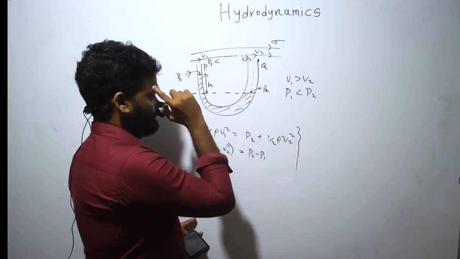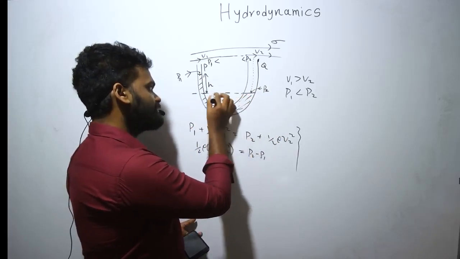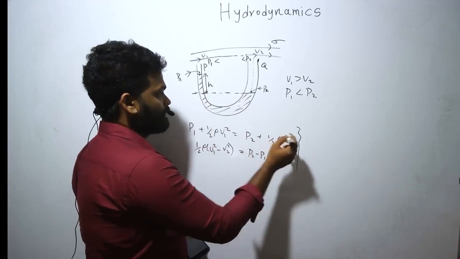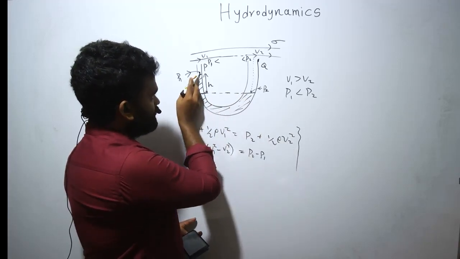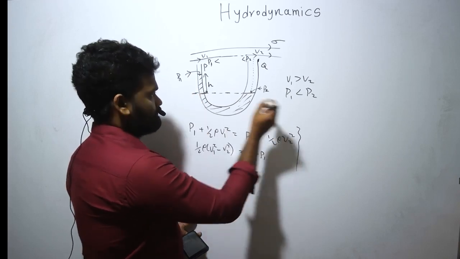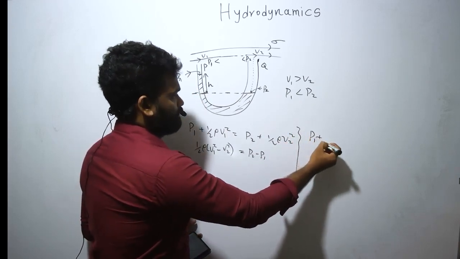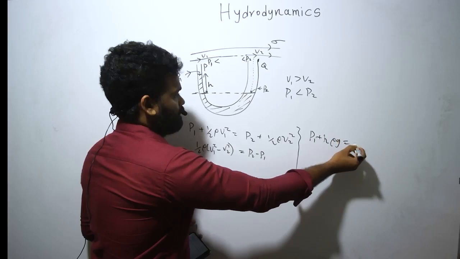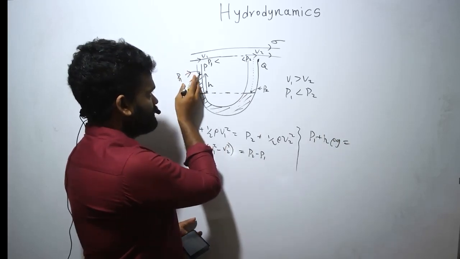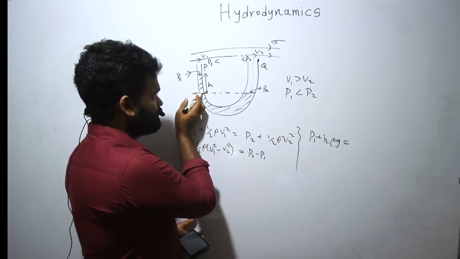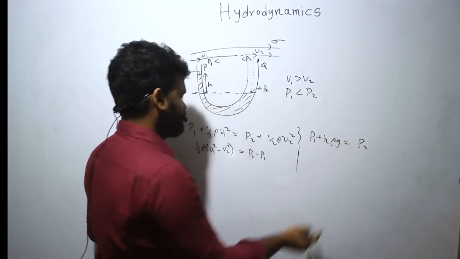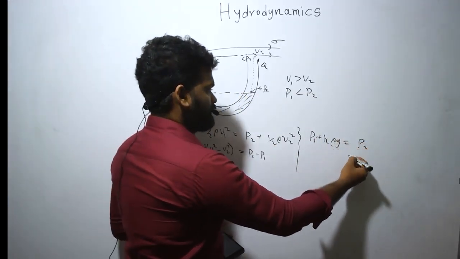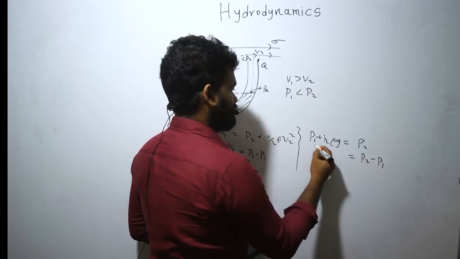Okay. So for the liquid, you know that at the same level you have the same pressure. So what's the pressure here? Hydrostatics. P1 plus H rho G. P1 pressure here plus H rho G pressure here is equal to P2. So from this one you can get P2 minus P1.